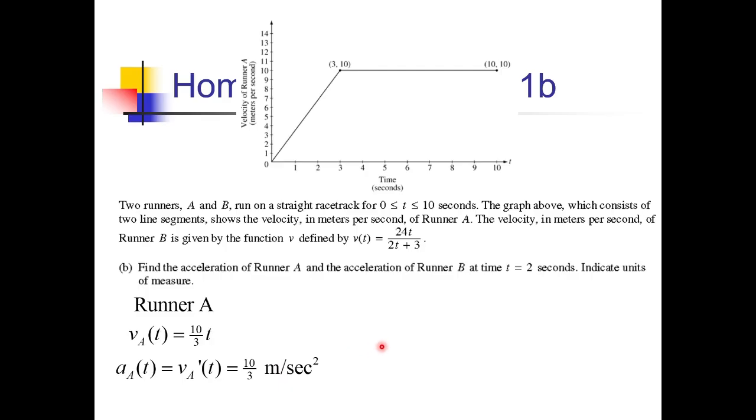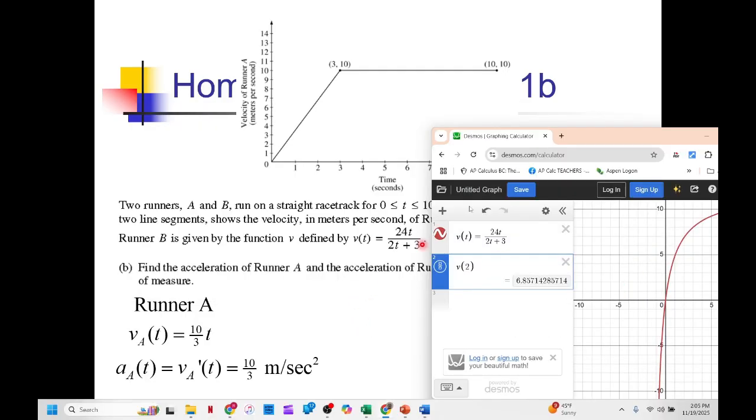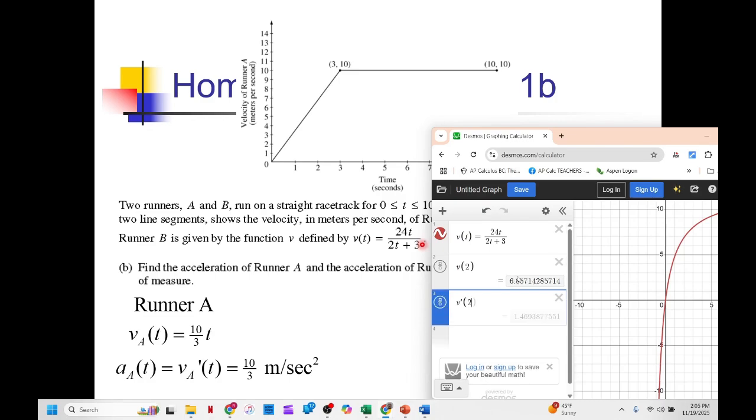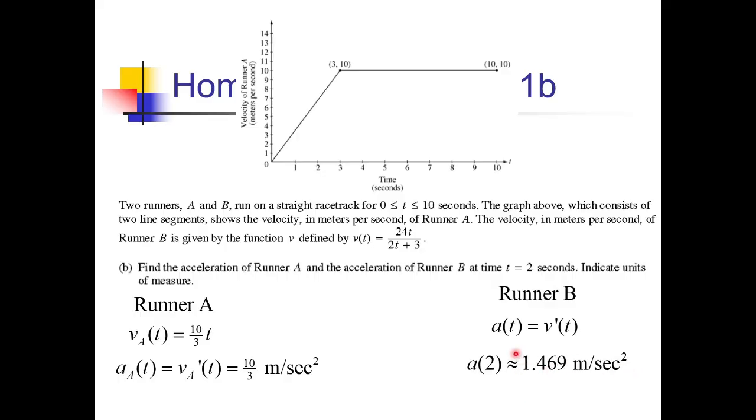Next up for runner B, I just need to take the derivative of the velocity formula that they gave us and plug 2 into that. I don't actually need to figure it out algebraically. Since I'm just plugging in a single value, I can do this entirely on the calculator. So let me go back to Desmos, go down to a new entry line, and do v prime of 2. This will give us the acceleration, which is about 1.469, and again, that's going to be meters per second squared.